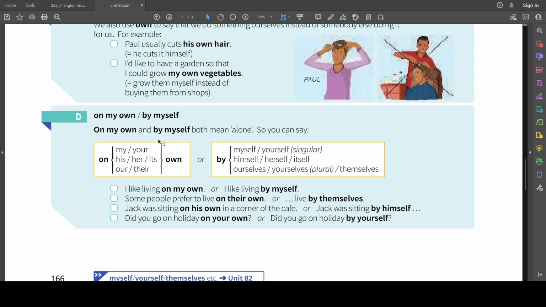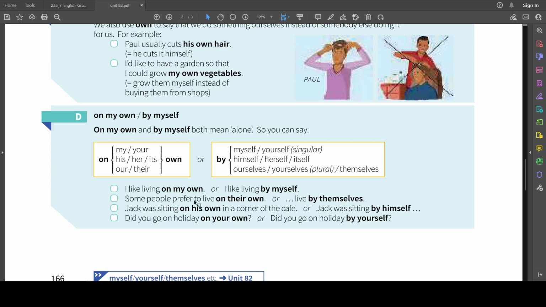So on my own and by myself both mean alone. You can say on my own, on his own, on our own, on your own, or by myself, by yourself, by himself, by herself, by ourselves. But both of them mean alone. Okay. For example, I like living on my own, or I like living by myself. Both mean the same.